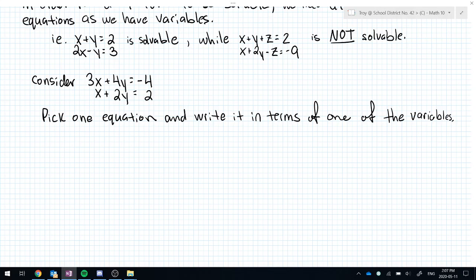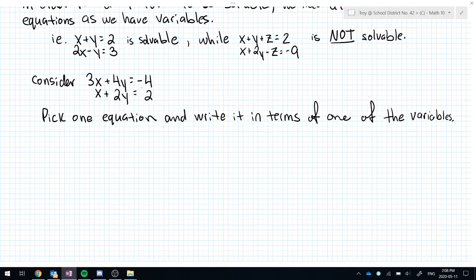What I'm going to do is take the second equation, x plus 2y equals 2, and write it in terms of x. Why am I doing that? Well, we have four options here, right? We can take the first equation and write it in terms of x. That's our first option. Or write it in terms of y. That's our second option. And then we can do the same thing with the second equation, either write it in terms of x, which is our third option, or write it in terms of y, which is our fourth option.